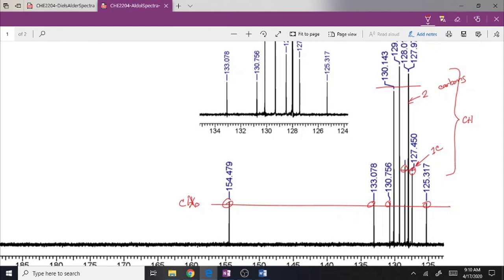The taller peaks are protonated carbons, and the number of carbons is directly proportional to the size of the peaks. So peaks that are twice the size are going to have twice as many carbons. And you should be able to do that level of analysis in the carbon NMR, same as you did in your reports for Aldol and Diels-Alder.